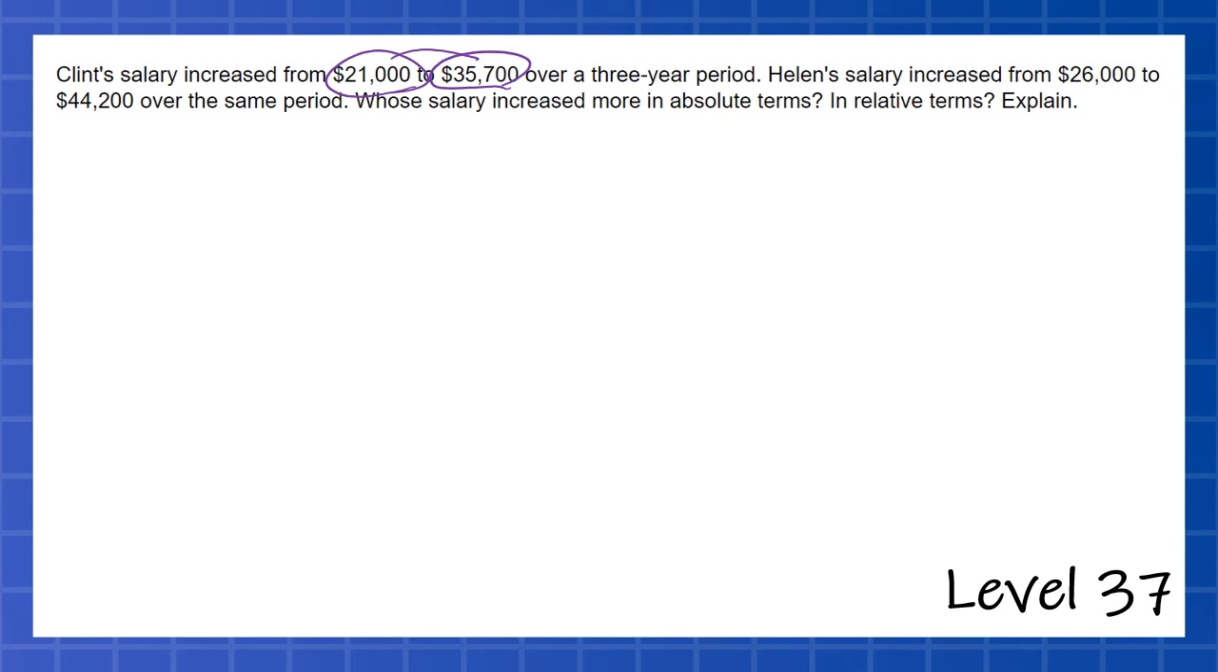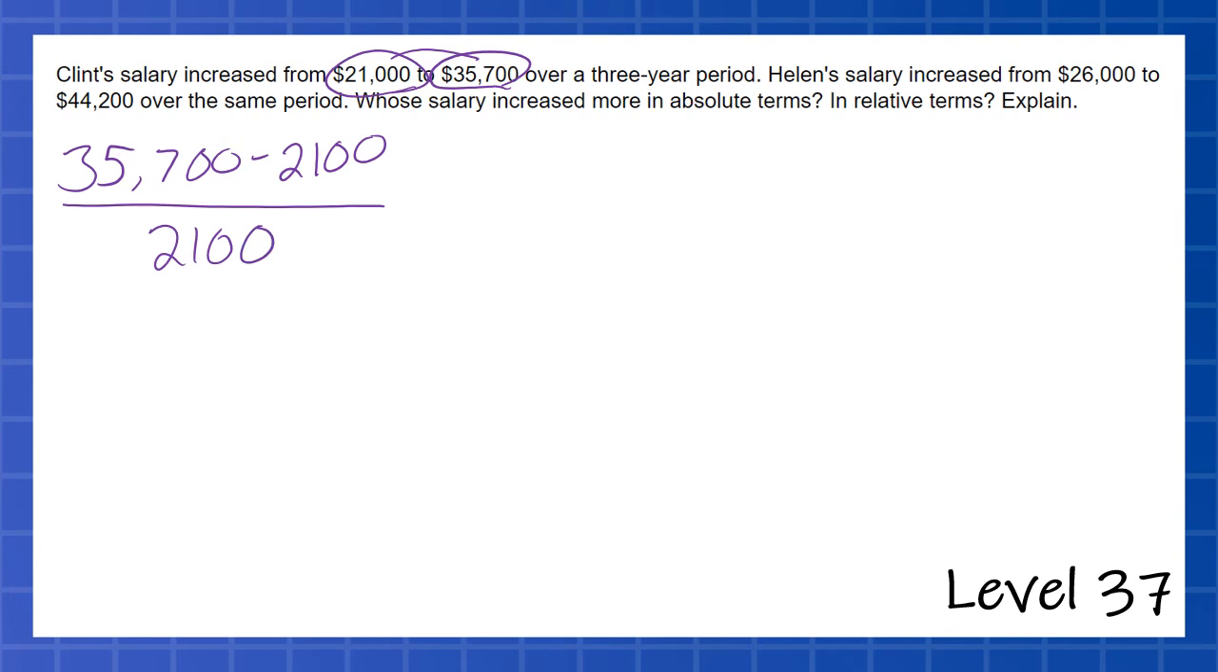No, because we have to take his new salary, subtract his old one, and divide by his old one. And so what we see when we do that is we get Clint's percent increase. And actually we got 0.7. So as a percent, we'd say that's 70% because we'd have to move it 2 decimal places.